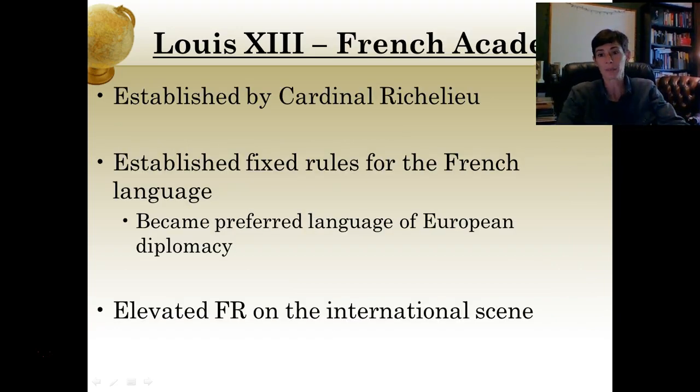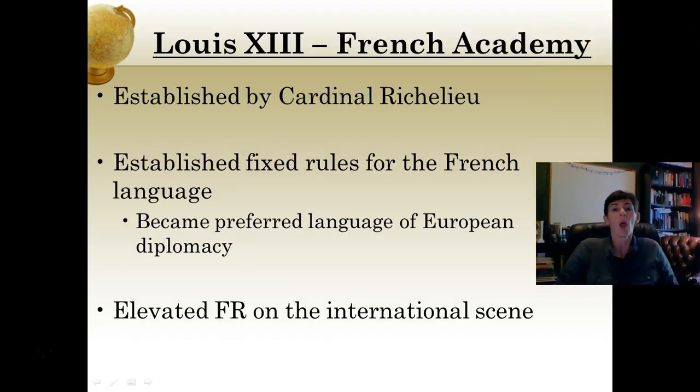All right, French Academy. Okay, so this was also established by the cardinal. It set fixed rules for the French language. Now French becomes the preferred language of European diplomacy. So if you were to read a lot of the works of the Enlightenment and other important primary sources of this time, they're in French. Even if it's coming from the Holy Roman Empire, they're in French, because French was the diplomatic language. This elevated France on the international scale. So this was very, very important. This was an important movement for France.